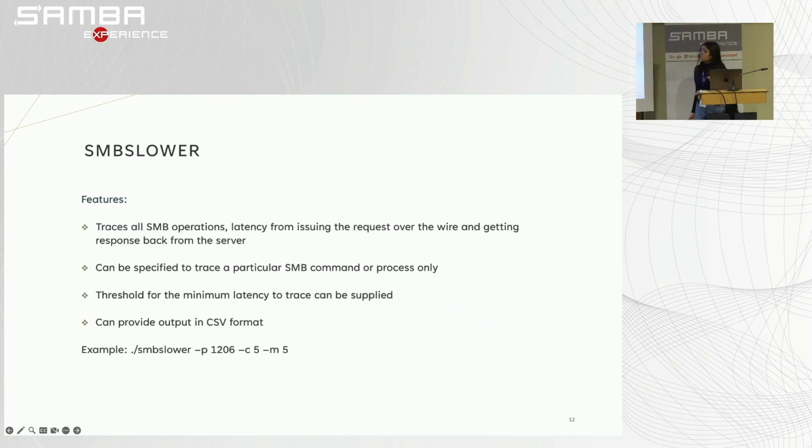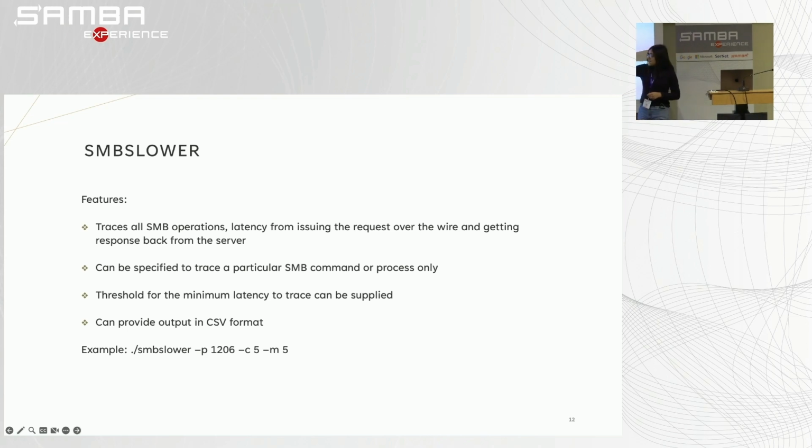So here are some features. It traces all SMB operations, including latency from issuing the request over the wire to getting the response back from the server. It can be specified to trace a particular SMB command or a particular process ID only. And you can also specify a threshold for the minimum latency to be traced.